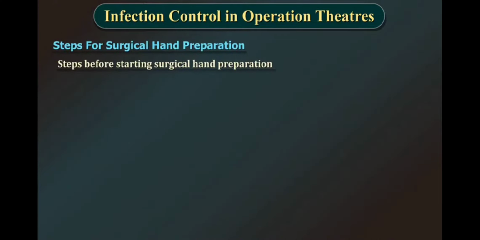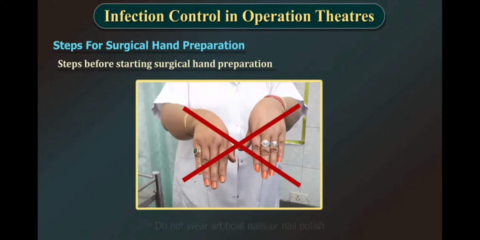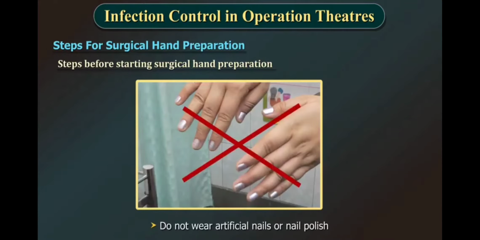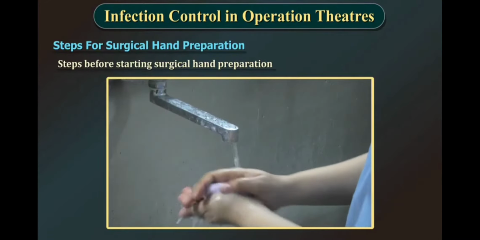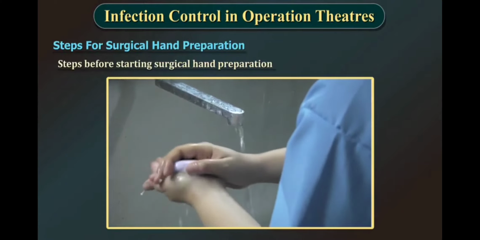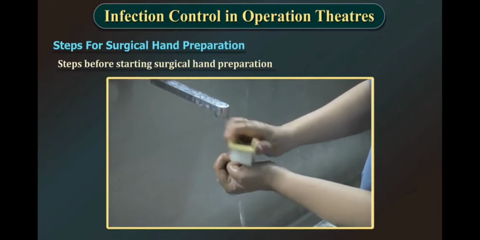Steps before starting surgical hand preparation. Keep nails short and pay attention to them when washing your hands. Most microbes on hands come from beneath the fingernails. Do not wear artificial nails or nail polish. Remove all jewelry, including rings, watches, and bracelets, before entering the operating room or the suite. Wash hands with a non-medicated soap before entering the operating room. Always use a brush for cleaning hands if visibly soiled.